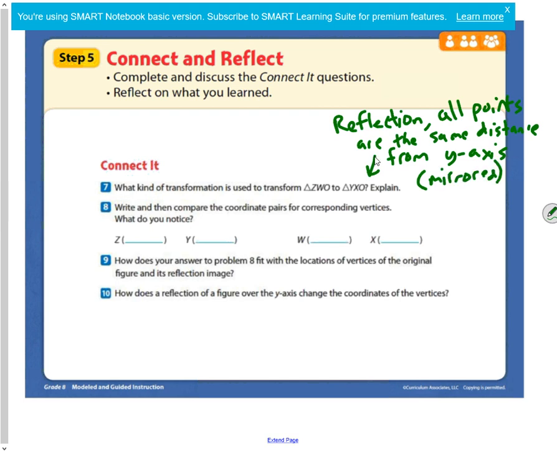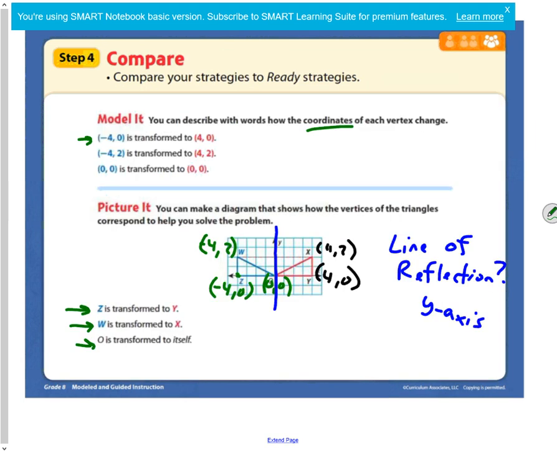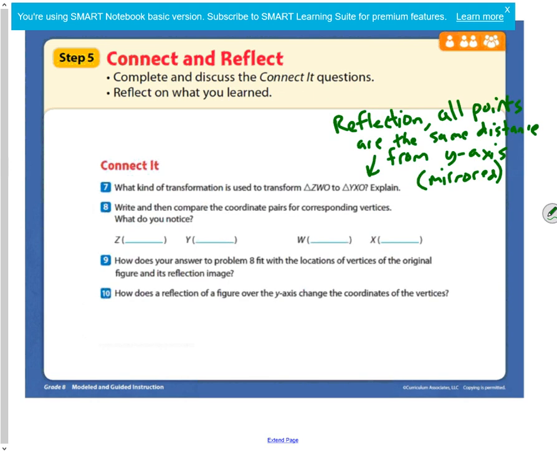All right, question number 8. Compare the coordinate pairs for the corresponding vertices. So for point Z, if you look back, we said the point was negative 4, 0, and it transformed to 4, 0. So negative 4, 0 to 4, 0. W was negative 4, 2, and then it went to 4, 2.